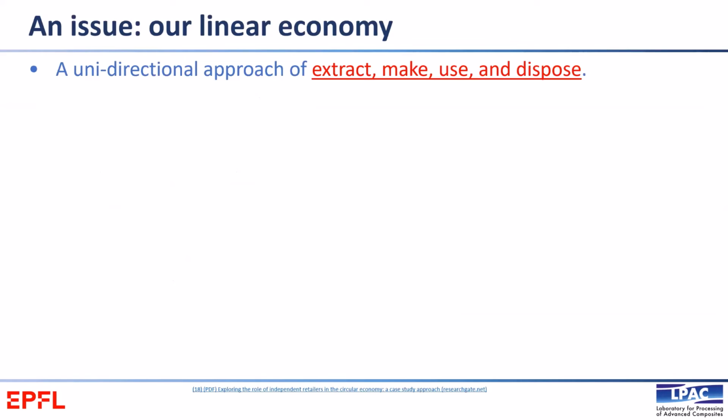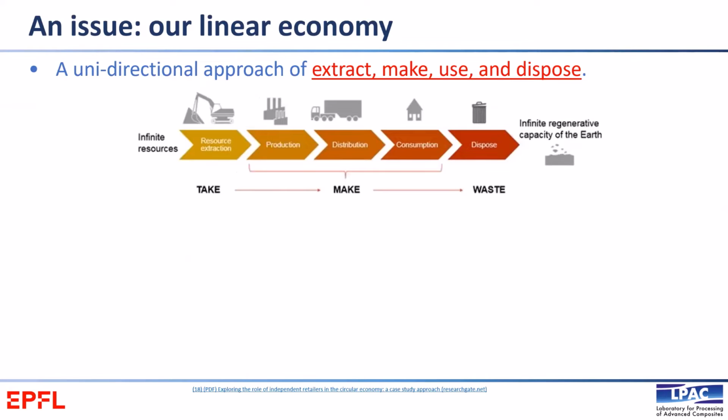The issue is our linear economy, where we extract, make, use, and dispose. And we assume we have infinite resources. The Earth can give us what we want, and they're free. But it's not true. We have planetary boundaries, and it costs to fix the problem. We also assume that the Earth can regenerate itself from our waste. It's struggling. It's not true. But this is the model that we work off, okay?